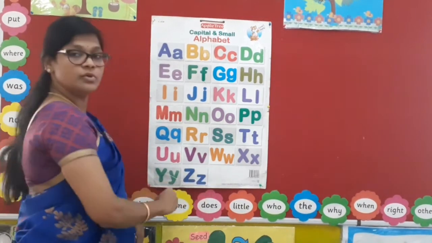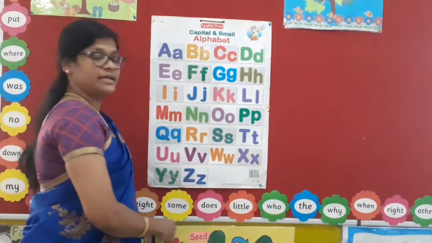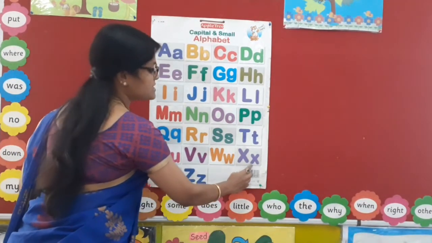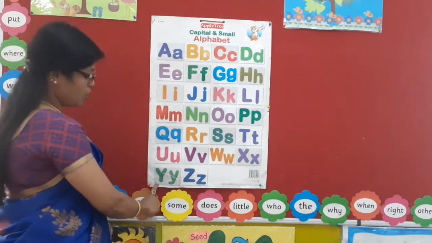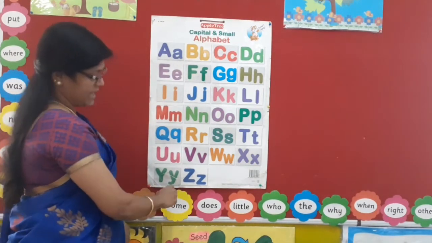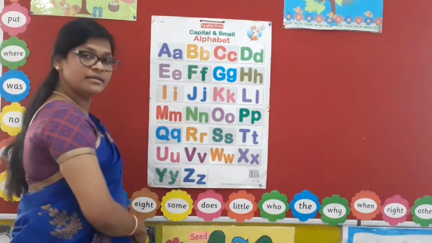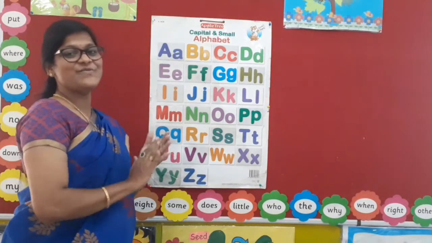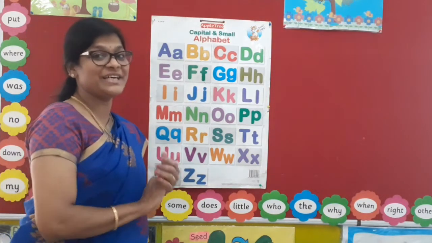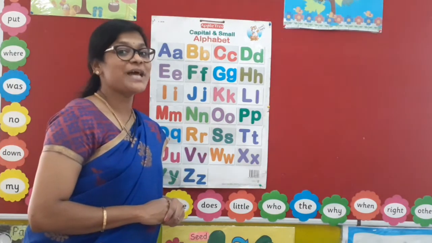Capital W. Small w. X. Capital X. Small x. Y. Capital Y. Small y. Z. Capital Z. Small z. Very good, kids. Very good. Let's practice once again to say the English alphabet.